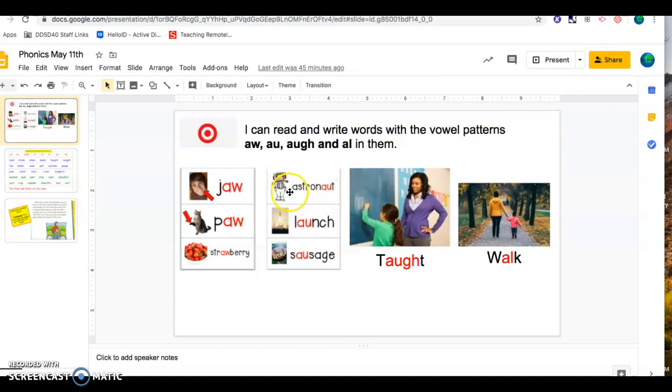My turn, your turn. Astronaut, launch, sausage. Here is an example of a word where AUGH says ah. My turn, your turn. Taught. Here is an example of a word where AL says ah, the L is silent. My turn, your turn. Walk.